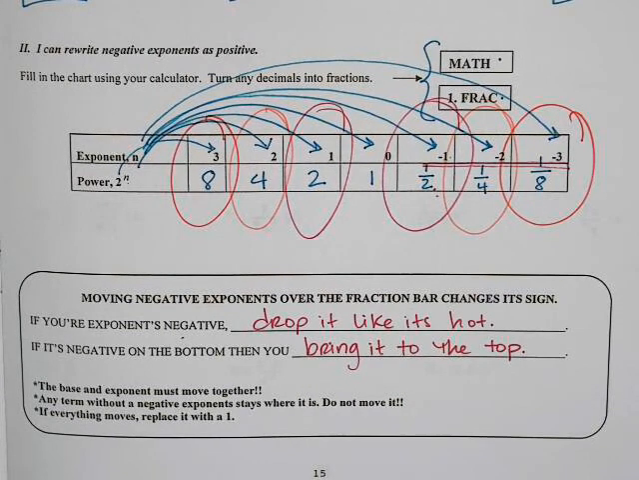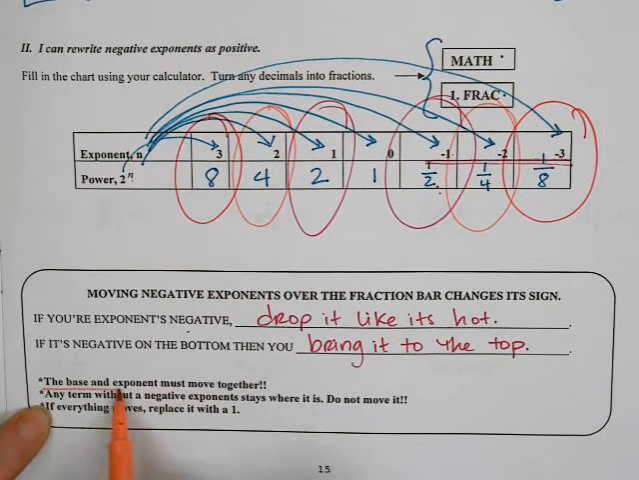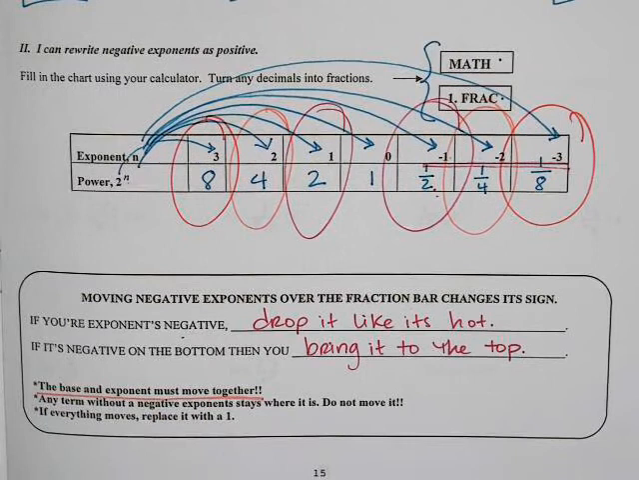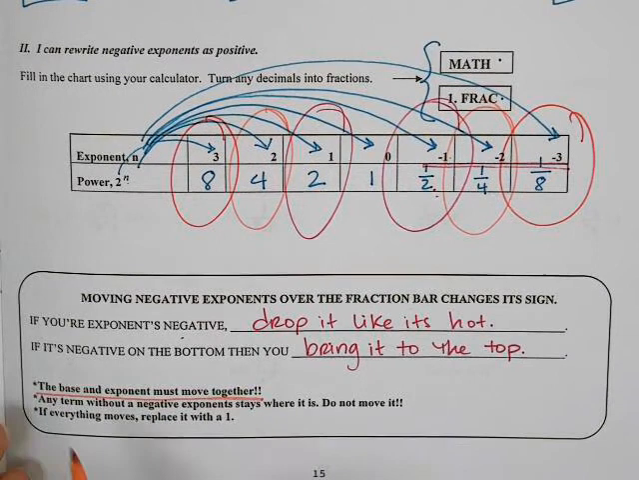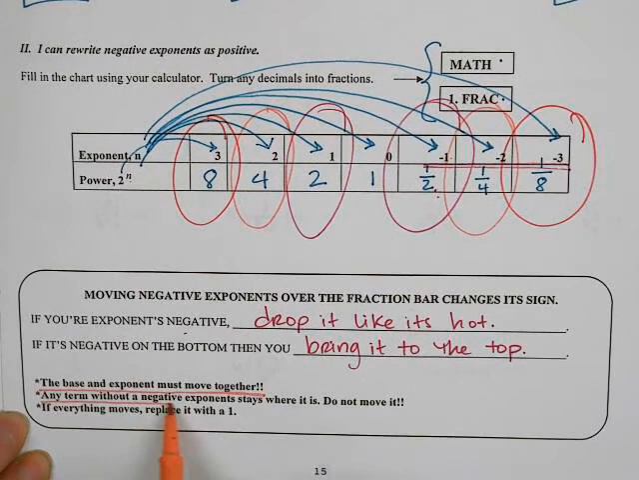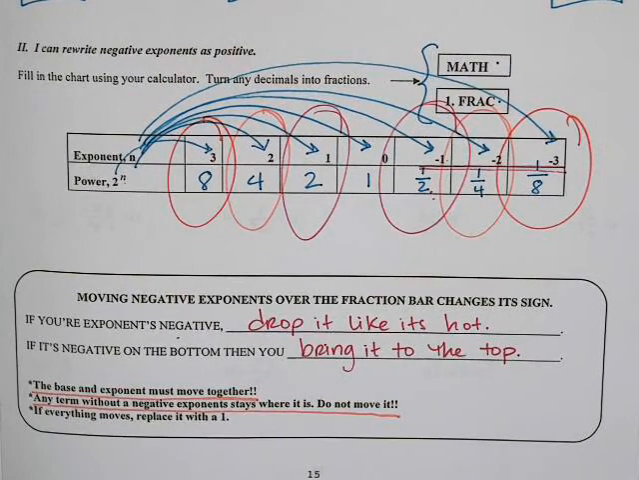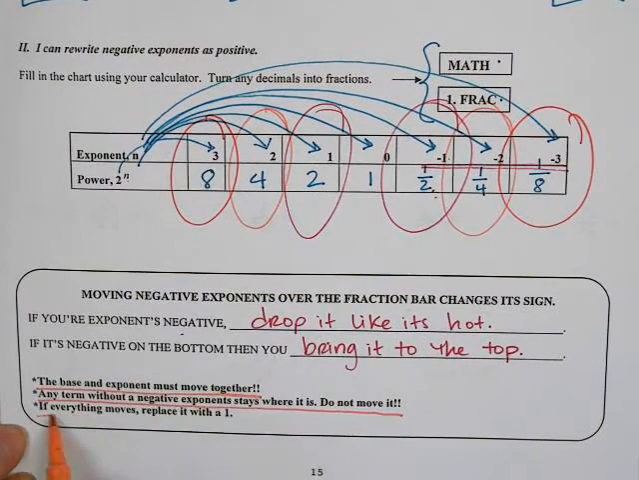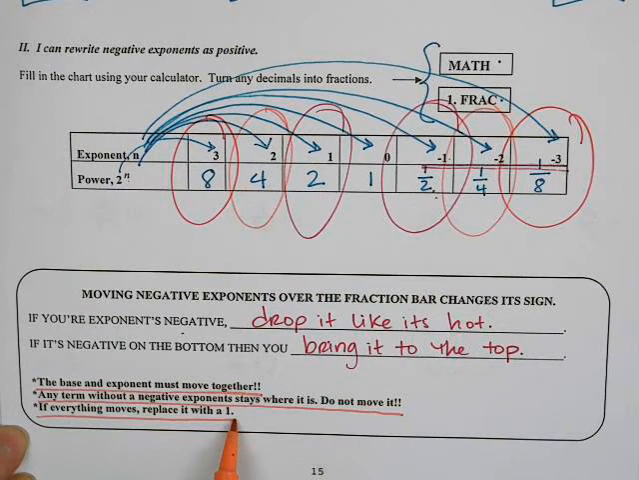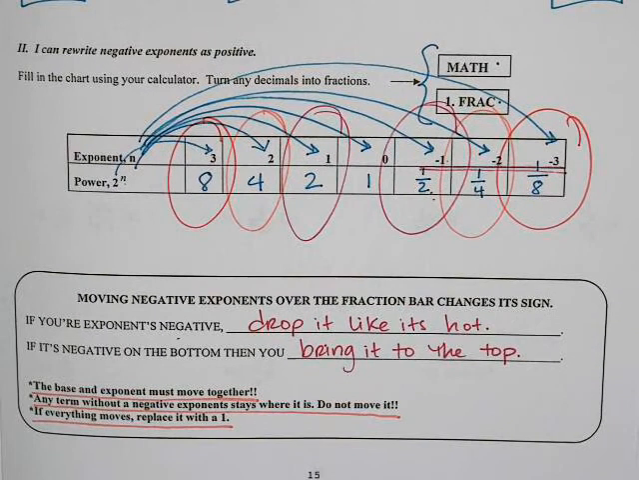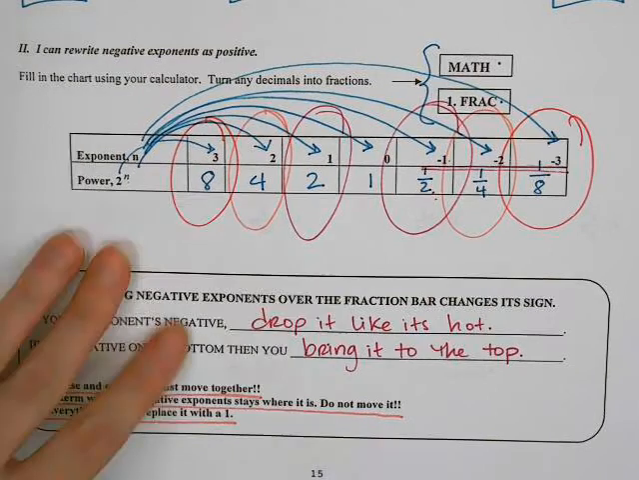Some rules about this. The base and the exponent must move together. Any term without a negative exponent stays where it is. Do not move it. And if everything moves, you replace it with a 1. All right, let's try some.